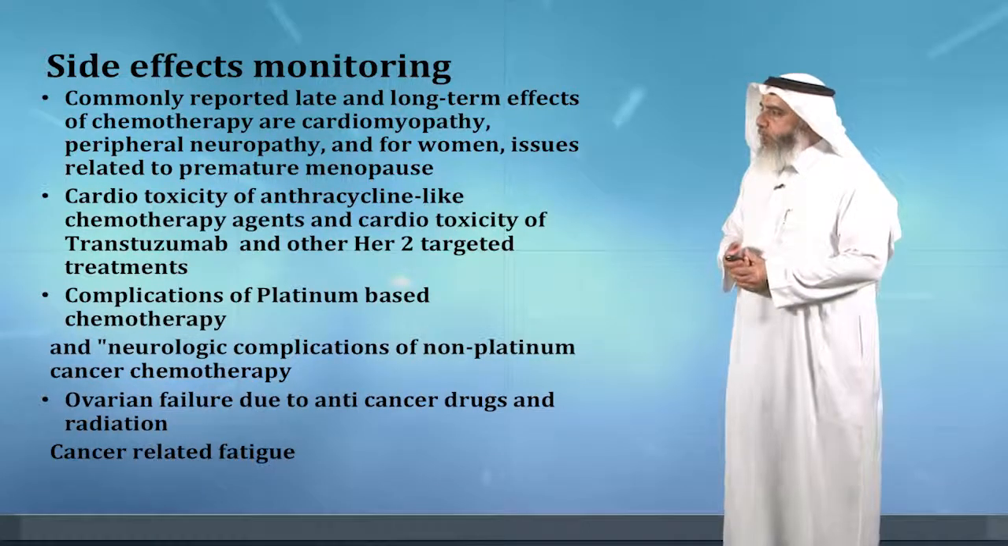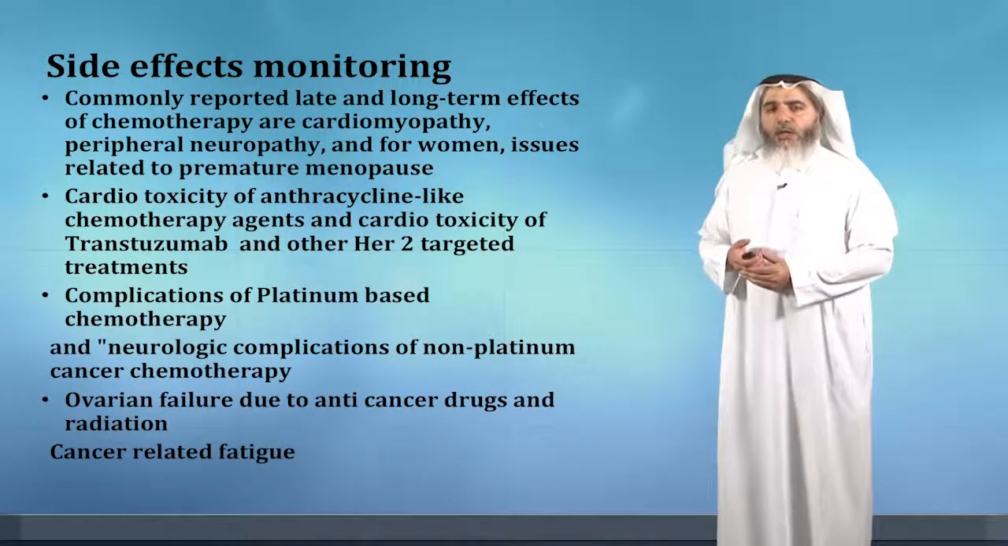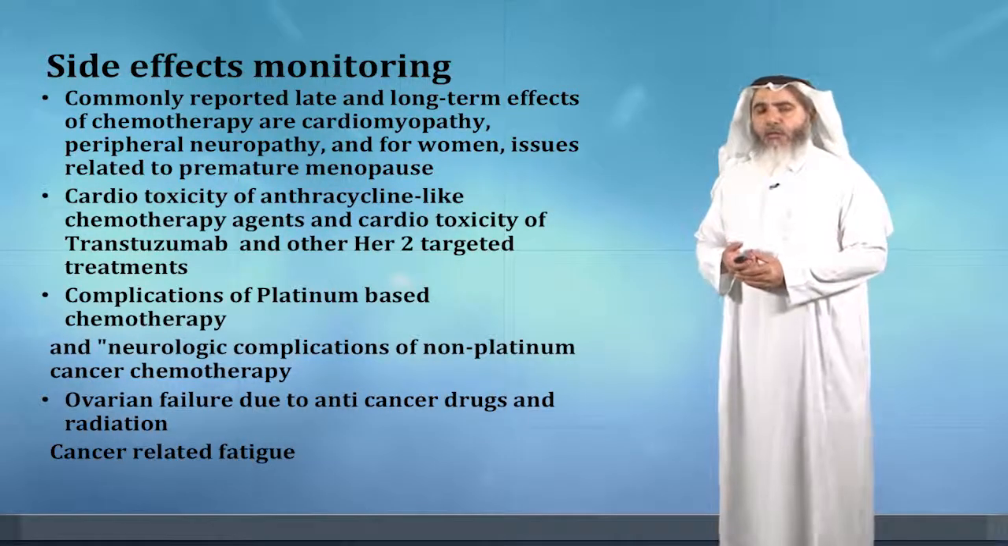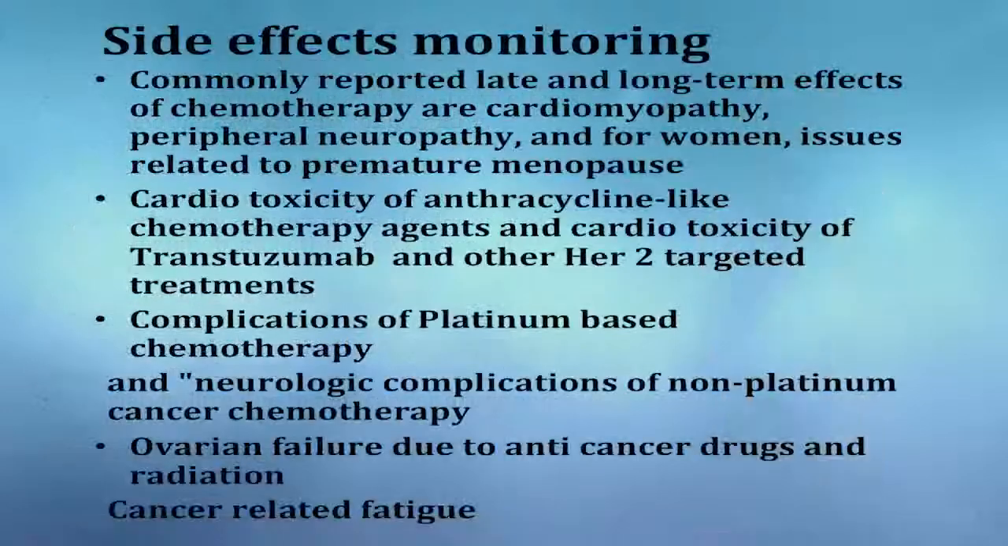If you look at chemotherapy, it has a broad spectrum of side effects like nephrotoxicity, cardiac toxicity, pulmonary toxicity, peripheral neuropathy, and ovarian failure. Based on the chemotherapy used, in the follow-up period you have to look for the specific side effects of the chemotherapy, which are related to the type of chemotherapy and related to the disease.